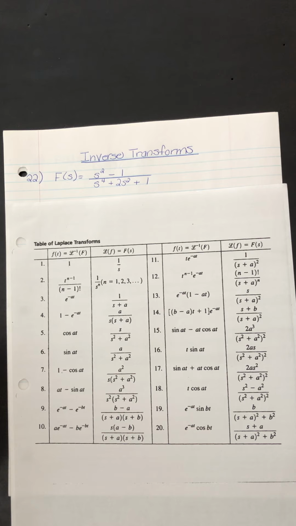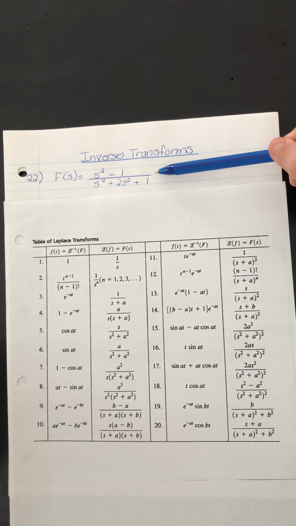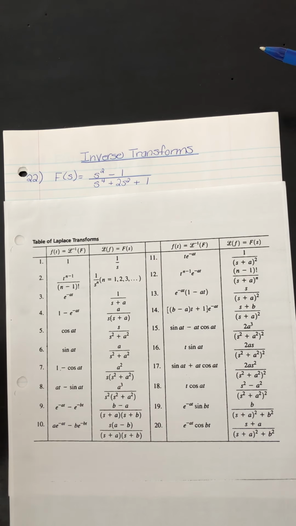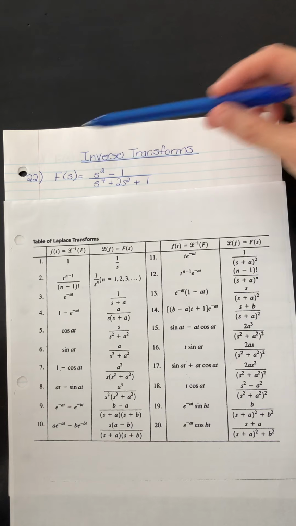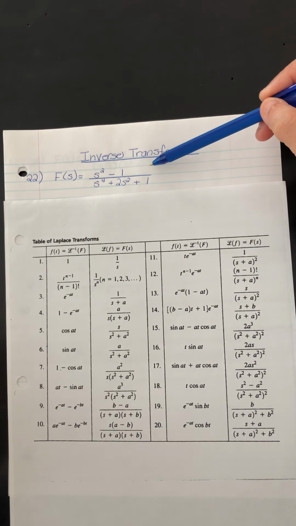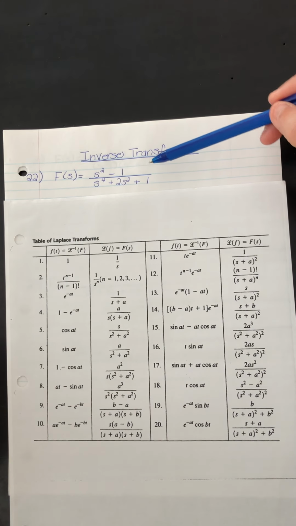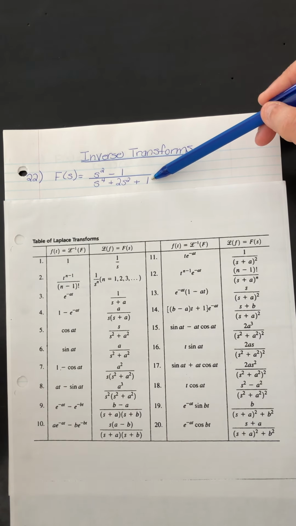Again, this is 31.11. Here's our first example. It's problem 22. Okay, so we have capital F of s equals, and we're given this fractional expression. We actually should always start with the denominator.